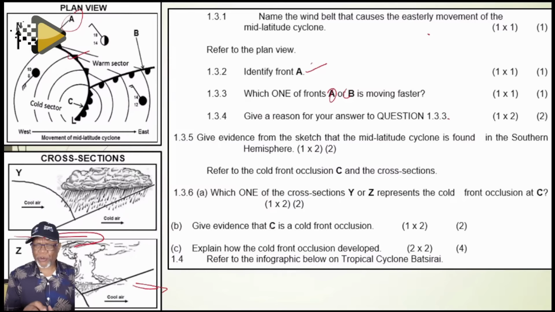Okay, now we have been asked to give evidence that C is a cold front occlusion. Why do we say C is a cold front occlusion?